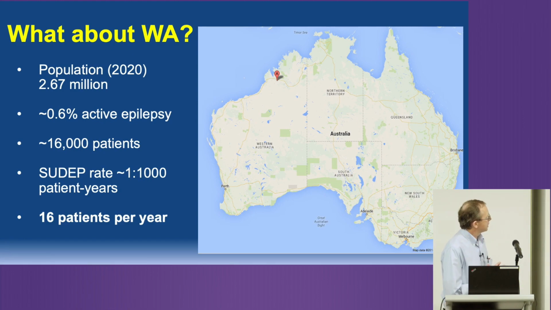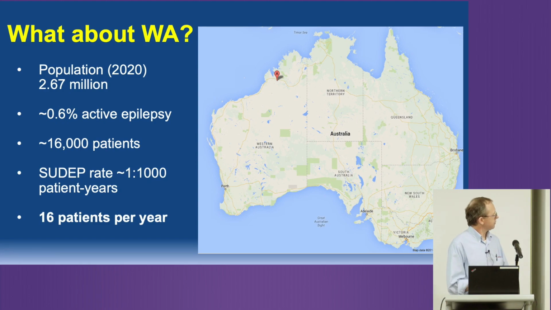And what are we talking about in WA? Well, the numbers are a bit rubbery about how much active epilepsy there is in the community. By active epilepsy, I mean people still having seizures, and that's about 0.6% of the population. So in WA in 2020, there's about 16,000 patients with active epilepsy. With a rate of about 1 in 1,000 patients per year, we expect about 16 patients. That's probably what is happening right now in the community, and it's appalling.